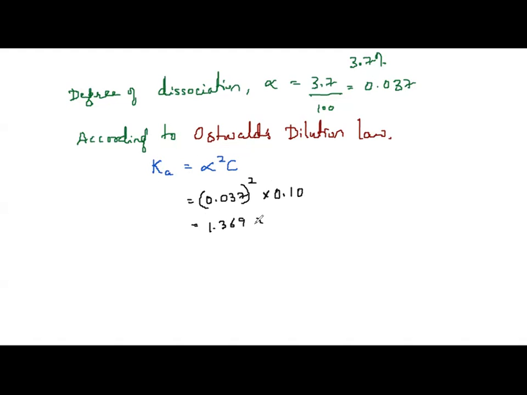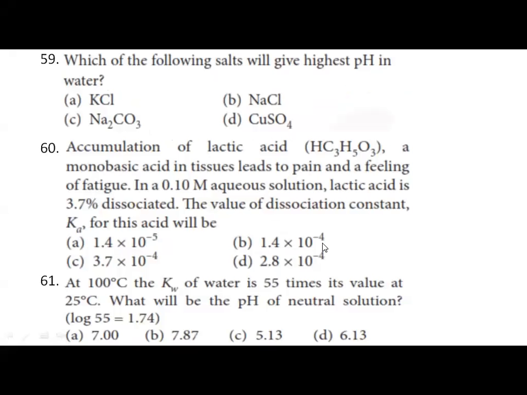Concentration given is 0.10. This 0.037 squared comes out to 1.369, into 0.10. When I solve it completely, I will get 1.369 into 10 raised to minus 4. Solve this out. 1.369 is nearly 1.4 into 10 raised to minus 4. So what is this? This is the dissociation constant of a weak acid. So let us see which is our correct option. It is option 1.4 into 10 raised to minus 4.